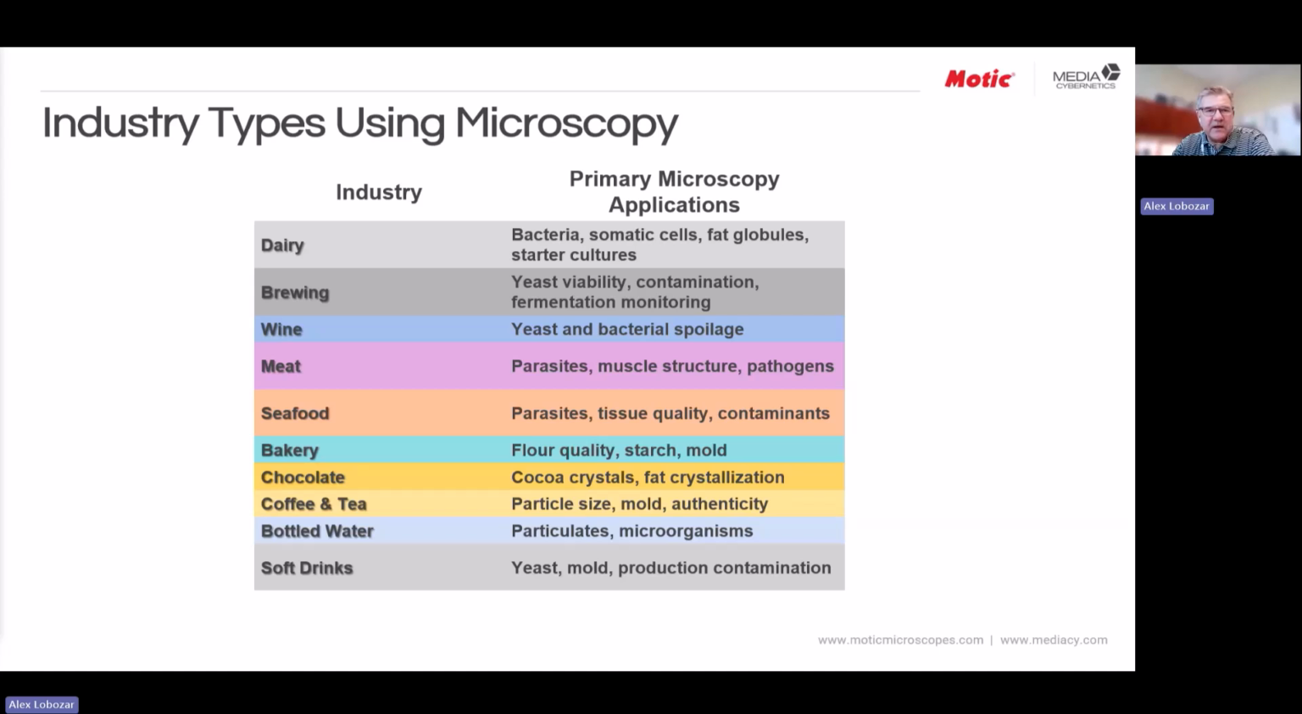But the major industries where microscopy is used are dairy, brewing, or the brewery industry, looking at a lot of the yeast capabilities. I've noticed an explosion in that, especially in the craft beer market over the last couple of years. The wine industry, the meats industry, parasites, muscle structures, pathogens, specifically seafood applications, bakery applications, manufacturing of chocolate, say coffee or teas, bottled water, particulates or microorganisms, and then the soft drinks, yeast, mold, production contamination. So these are some of the main industries that benefit from a microscopy and software solution.